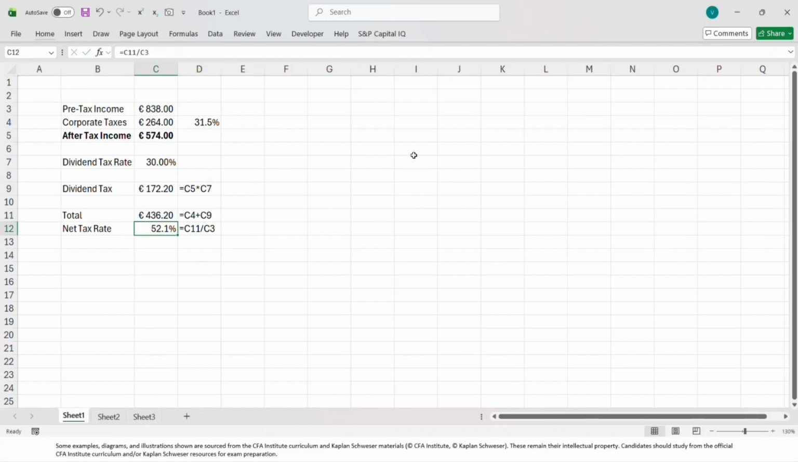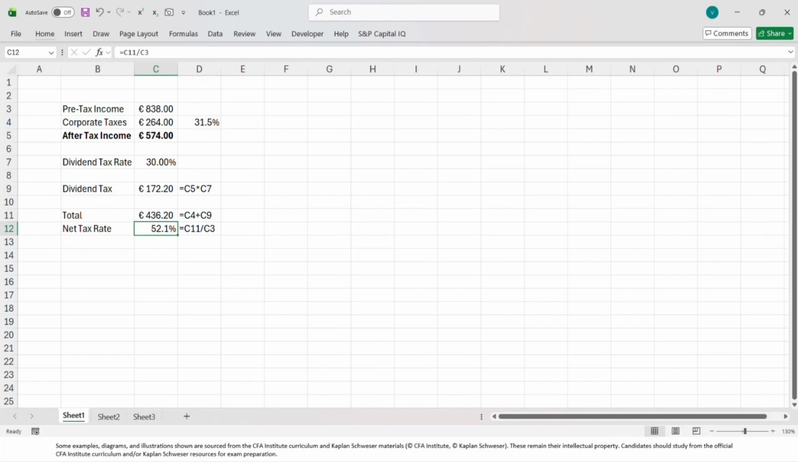52.1% is the total tax rate that the company had to pay. So the company needs to be cognizant of whether paying dividends makes a lot of sense if the taxes are very high, or whether there is any other way to distribute the capital to the shareholders. In this case, half of the company profits have been taxed via corporate income tax or dividend taxation.